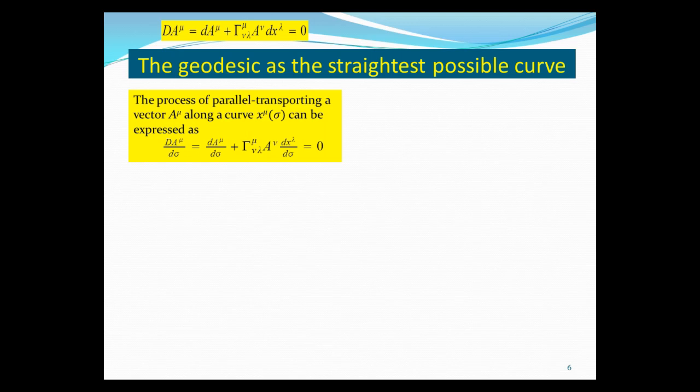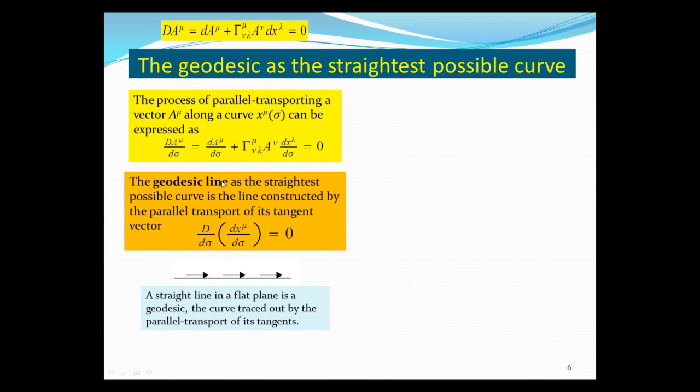Remember we say a curve is one where the vector components depend on a curve parameter. Parallel transport of a vector along a curve can be written this way: the change with respect to the curve parameter, as a covariant difference, is equal to 0. So the differential of A with respect to the curve parameter plus this Christoffel symbol term, which is due to the coordinate change only.